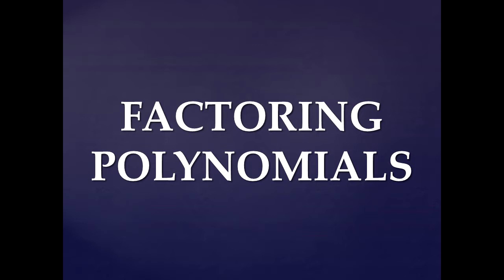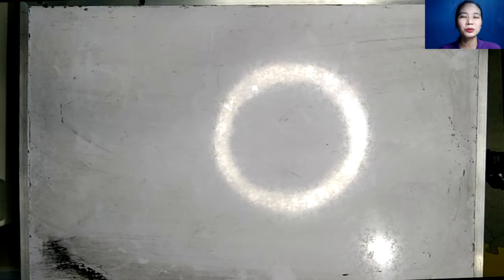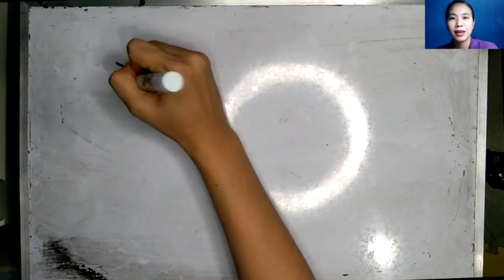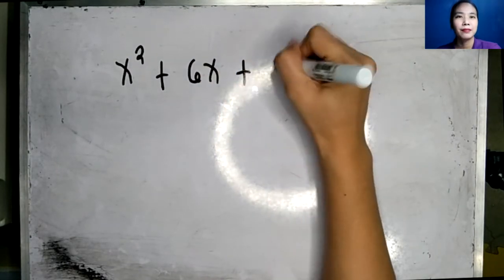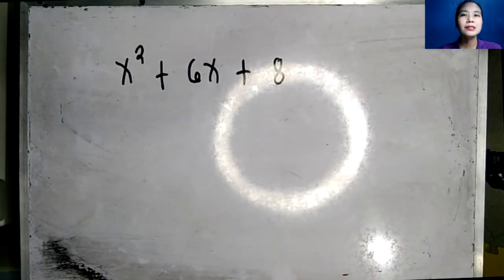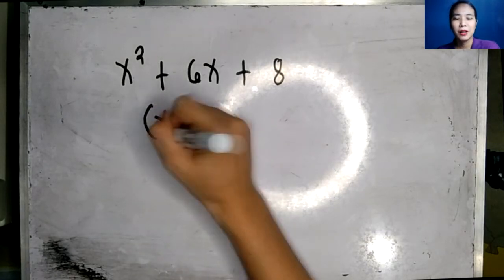Factoring polynomials. To determine the factor of a polynomial, we can use the factor theorem, remainder theorem, synthetic division, and even the factoring skills. Let us have an example. What are the factors of x squared plus 6x plus 8? Let us check if one of its factors is x plus 2.